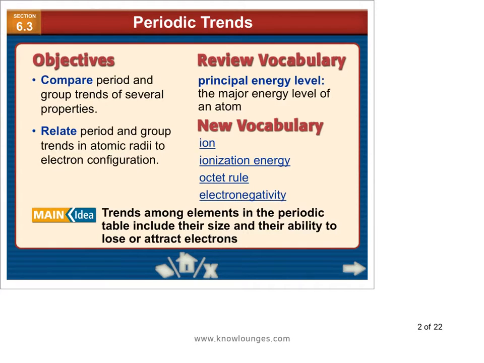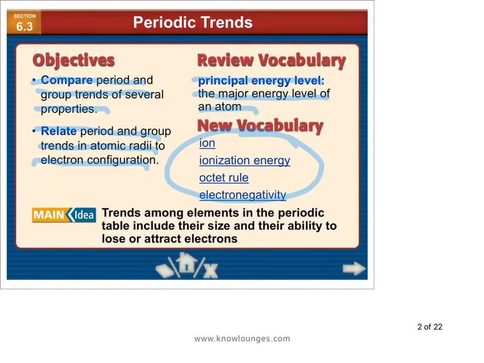Your objectives for this section: you'll need to be able to compare period and group trends of several properties, and relate period and group trends to atomic radii and electron configuration. Some new vocab. Old review vocab, principal energy level, the major or outermost energy level of an atom. Main idea: trends among elements in the periodic table include their size and their ability to lose or attract electrons.